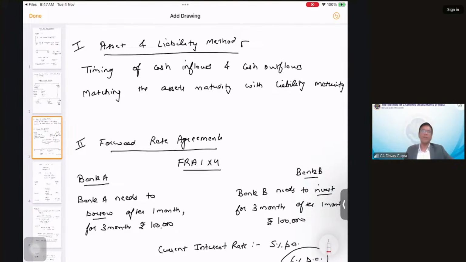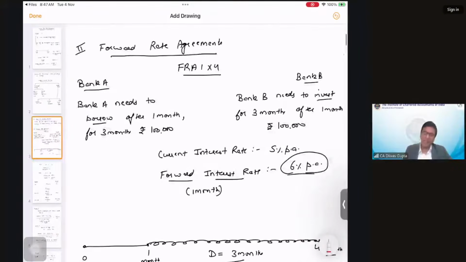Okay. Then the second one is called the forward rate agreements, which is called FRA. Now there is a way to denote it. We will come to that. Let's first explain what the concept really means.